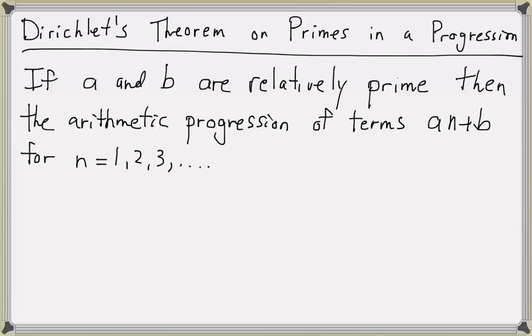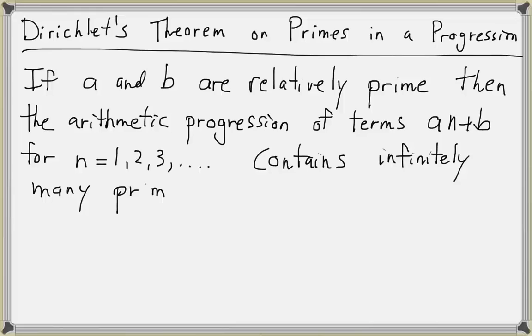So if you look at all the numbers that are of this form, an plus b, then Dirichlet proved that this progression will actually contain an infinite number of prime numbers. So not only are there an infinite number of primes, this is a very powerful theorem that says there's an infinite number of primes that look like an plus b. So the arithmetic progression of these terms contains infinitely many primes. So what we're saying is that the set A plus B, 2A plus B, 3A plus B, and so on contains an infinite number of primes.